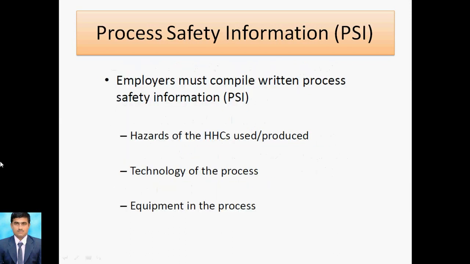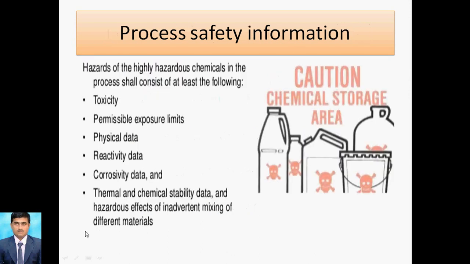Now we know that the next information is that the employer must compile a written process about the hazards of the highly hazardous chemicals which are used, the technology of the process, and the equipment in the process. So this information is known to the employers. Then and only then will it help to conduct accident-free performance. So that is nothing but the process safety information.